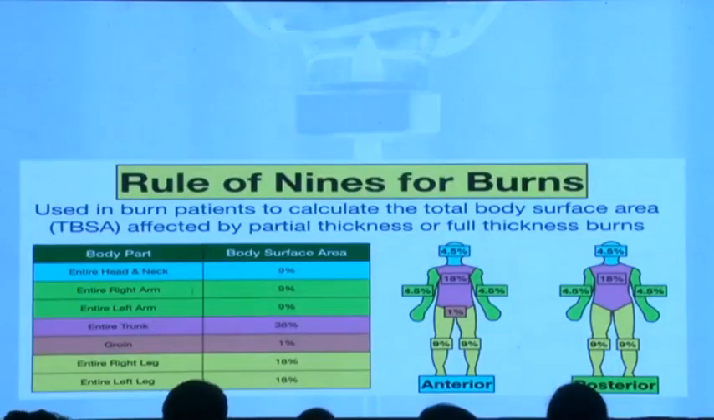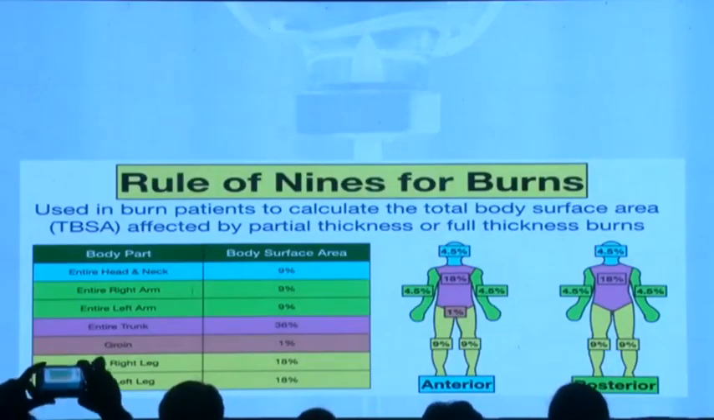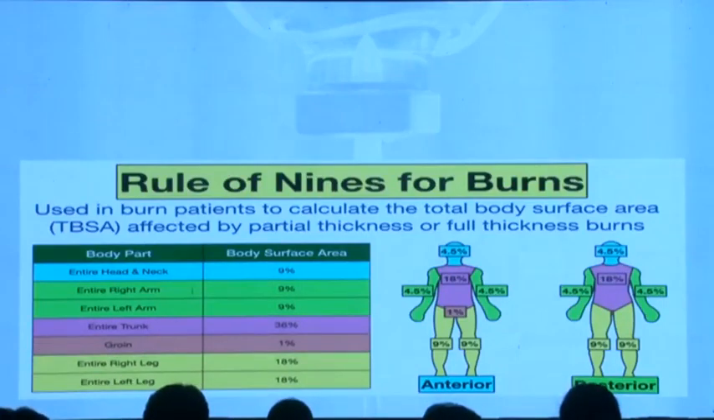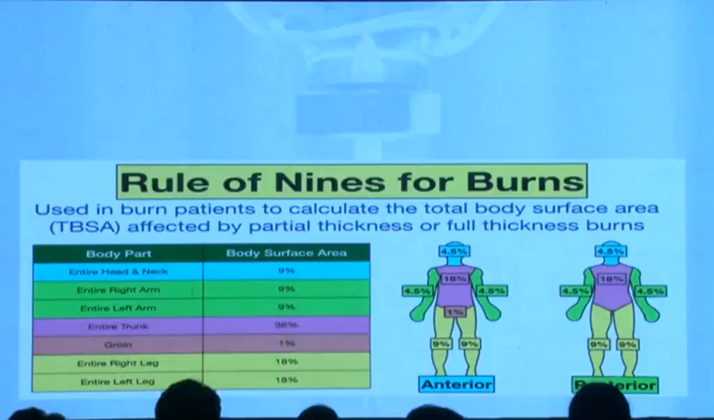First, we should assess how much is the burn area. Fluid therapy in burns depends upon how much of the body surface area has been burned. So this is the rule of 9. Head and neck constitute 9% of body surface area. Right arm 9%, left arm 9%, entire trunk front and back is 18 and 18, so that comes to 36. Groin is 1 and each leg is 18%.